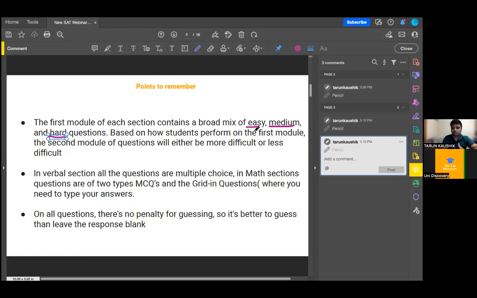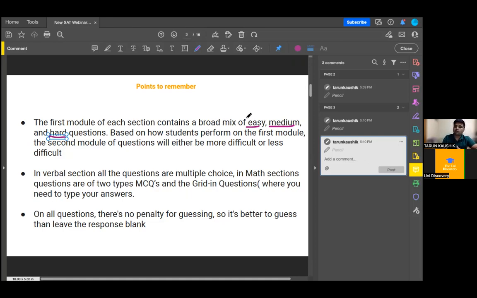Some of the questions will be easy, some will be medium, and some will be difficult. On the basis of your performance in module 1 of either math or English, the level of difficulty for the questions in the upcoming module will change. For example, if we take two people taking the SAT at the same time, and the first person got the maximum number of questions correct in the first module, the questions in the second module for that person will be a lot harder than the previous one, and vice versa.